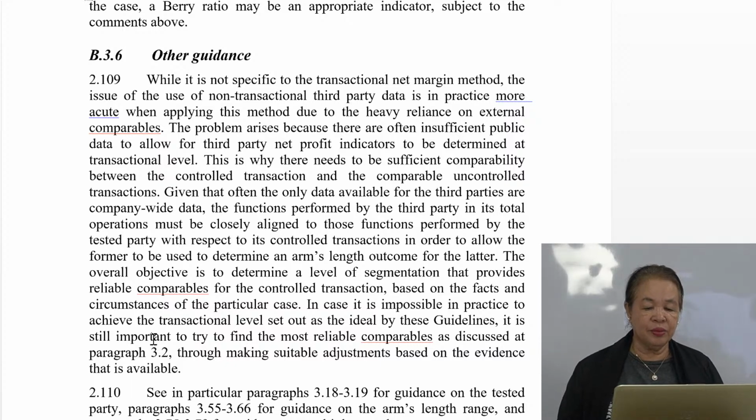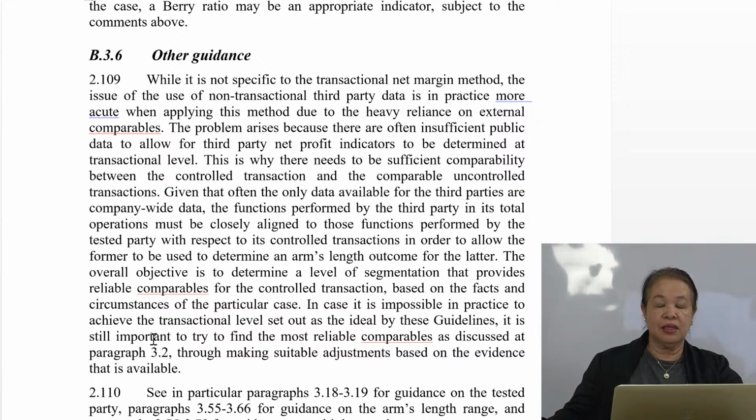The overall objective is to determine a level of segmentation that provides reliable comparables for the controlled transactions based on the facts and circumstances of the particular case. So in case it is impossible in practice to achieve the transactional level set out as the ideal by these guidelines, it is still important to try to find the most reliable comparables as discussed at paragraph 3.2 through making suitable adjustment based on the evidence that is available.